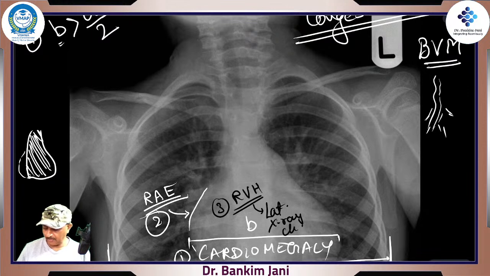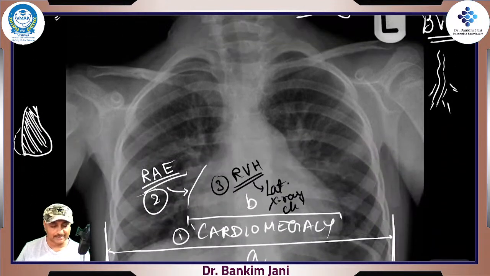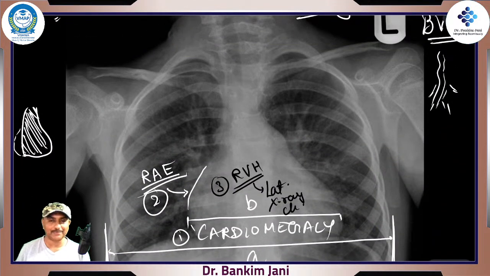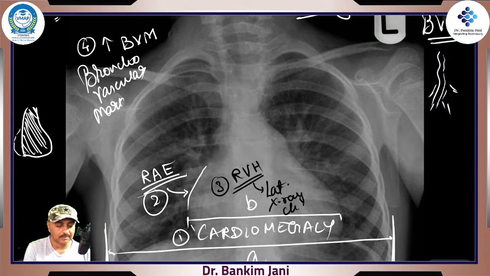So we write one more point over here. And don't worry, today we'll be watching so many X-rays, so many that this thing will become completely easy. So this was 1, 2, 3. The fourth point is increased bronchovascular markings, BVM, and they are seen all the way, right?